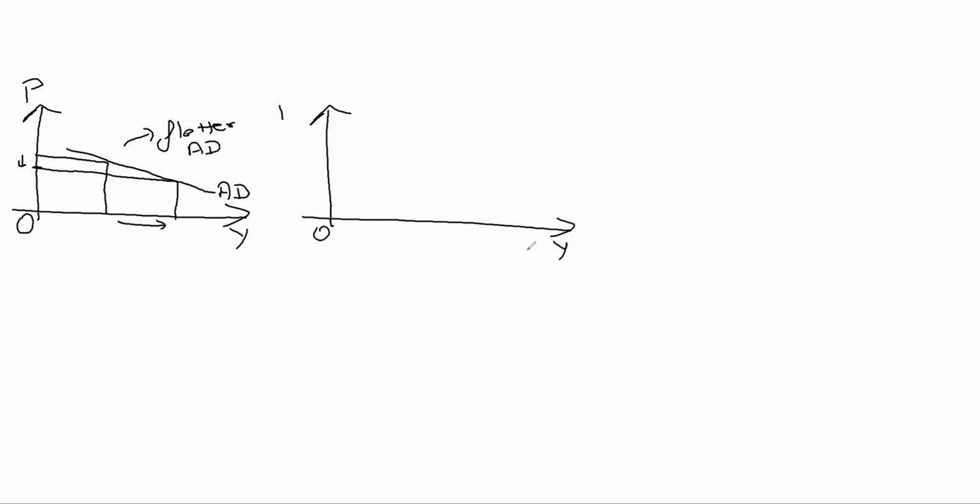For a given change in price, a given fall in price, this is my initial Y and P combination. A given fall in price causes only a tiny increase in output. In this case, my AD curve will be steeper.